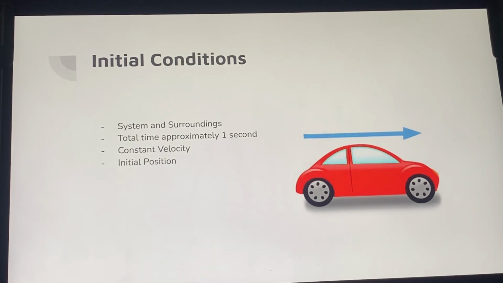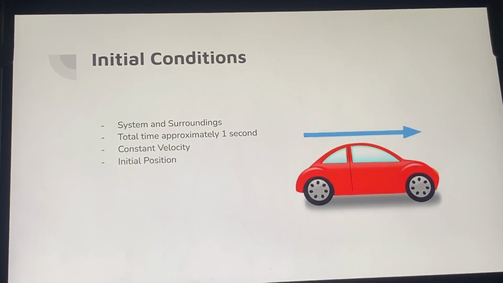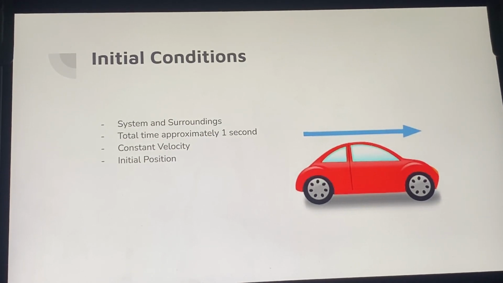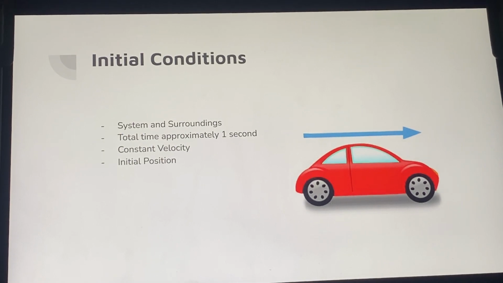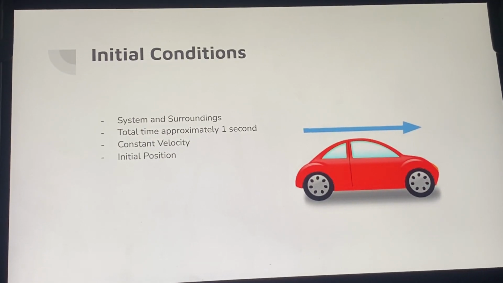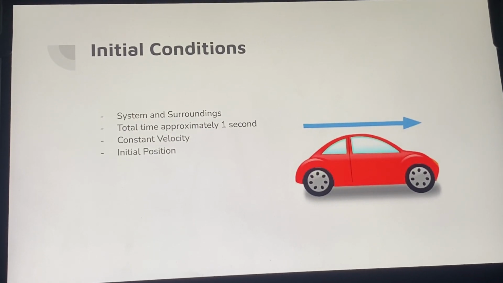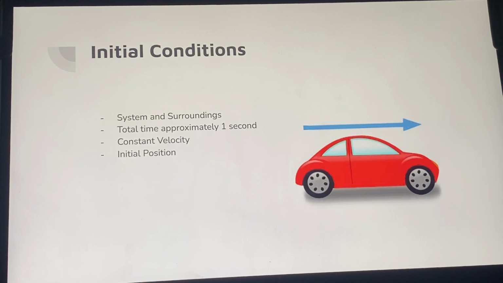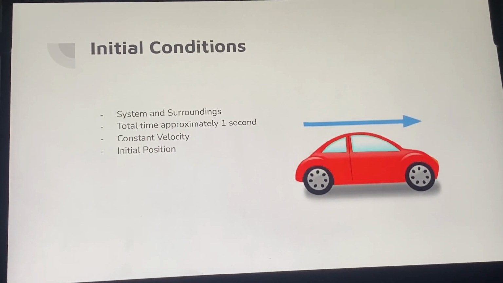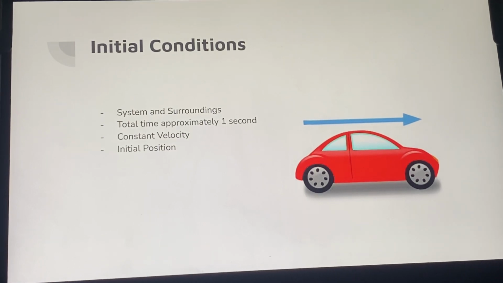So let's talk about some initial conditions. We know that the system and its surroundings, particularly my system, was in the physics lab classroom that we usually have. We have a track with a cart on top of it. So I use that cart as my system. And the surroundings are everything else: the track that it lays on, the table that the cart and track are on, the floor that the table's on, the roof, the air, me recording the video. It's all part of the surroundings.